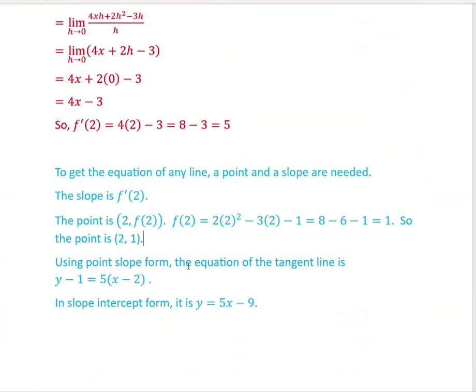Using point slope form, the equation of the tangent line is y minus 1 is 5 times x minus 2. In slope intercept form, it's y equals 5x minus 9. I just distributed the 5 to both terms and then moved the 1 over here. So it becomes 5x minus 9.